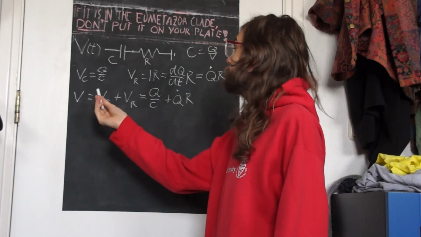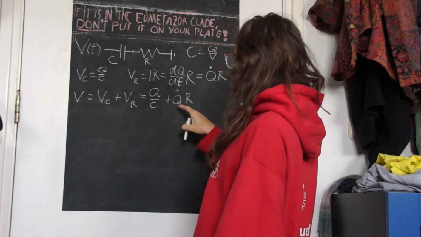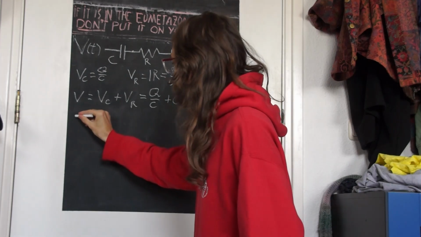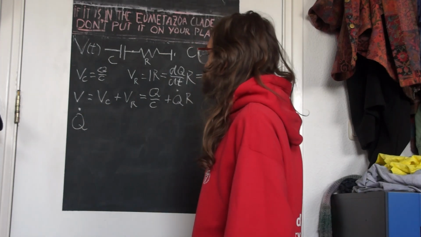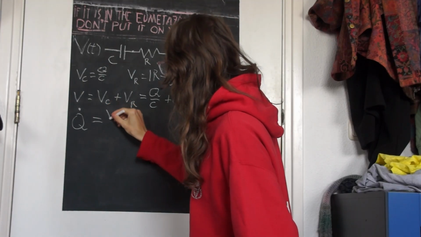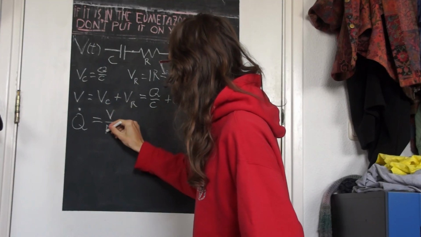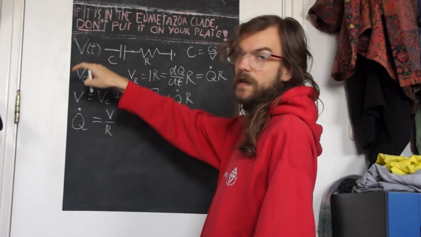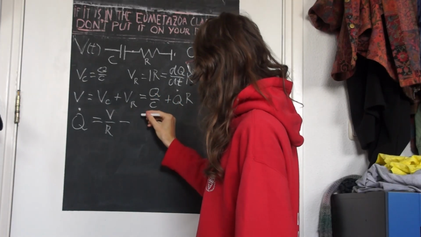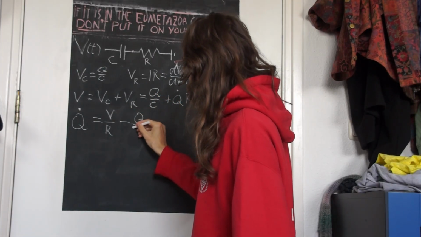So I'm going to rearrange this equation a bit. It's standard to put the derivative on its own on the left side. So we're going to write Q dot, the derivative with respect to time, equals V over R, where V is our input voltage, can be any function of time. We subtract, because we move this to the other side, Q divided by CR.